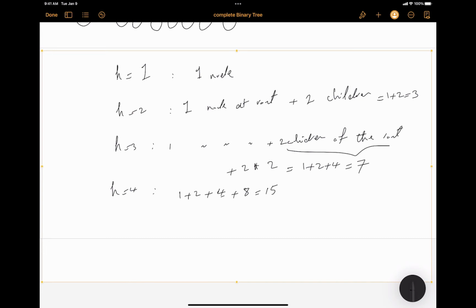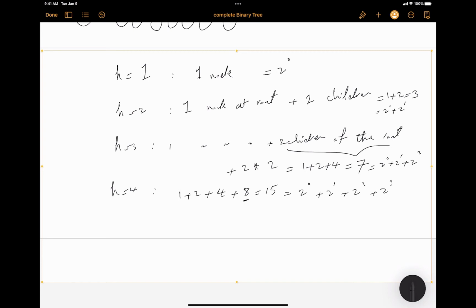follows a pattern, which is 1 plus 2 plus 4 plus 8. Let's write it another way: it is equal to 2 to the power 0 plus 2 to the power 1 plus 2 to the power 2 plus 2 to the power 3. For the height equal to 3, it was 2 to the power 0 plus 2 to the power 1 plus 2 to the power 2. For height of 2, it was equal to 2 to the power 0 plus 2 to the power 1, and for one node, it was 2 to the power 0.